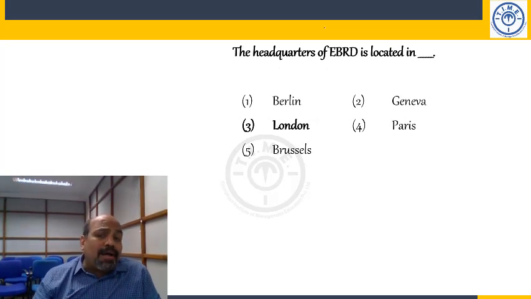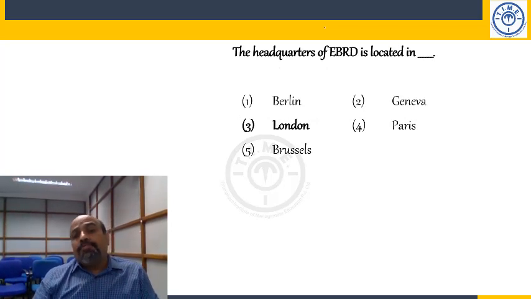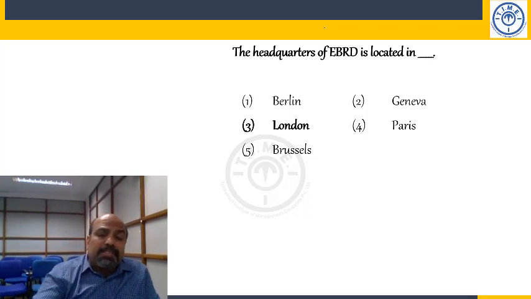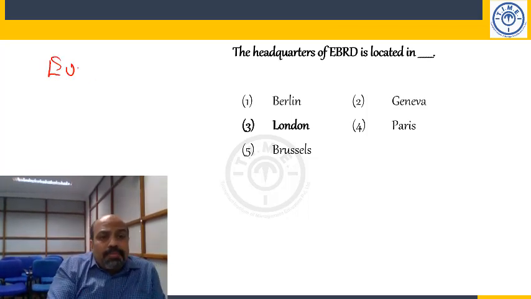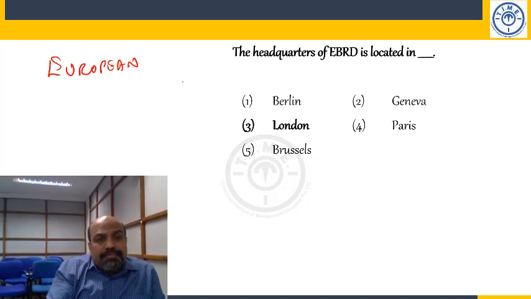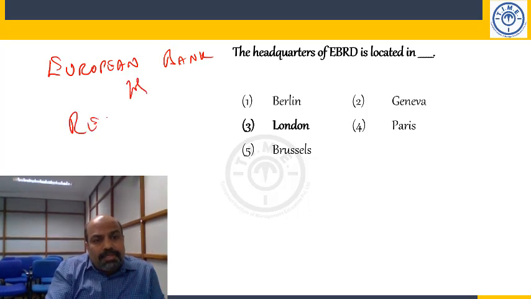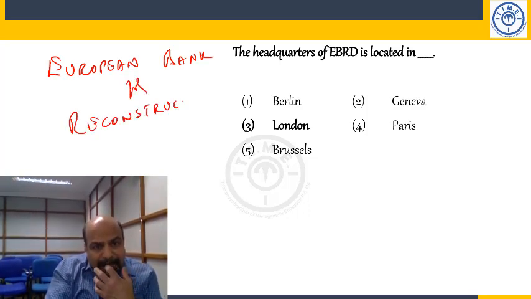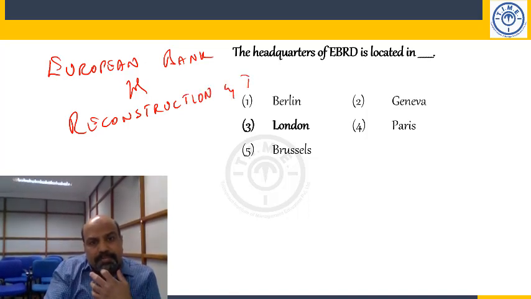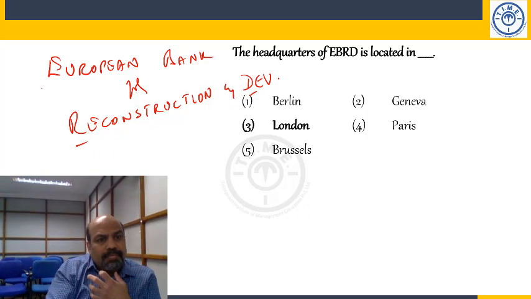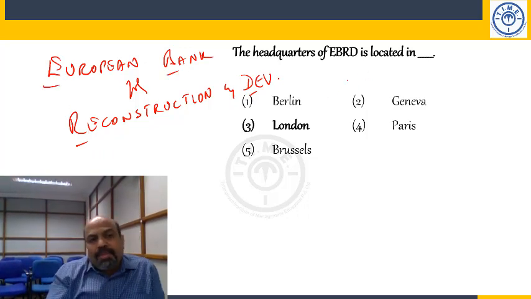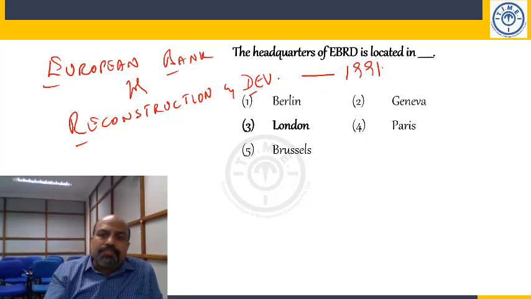The headquarters of EBRD is in what is EBRD? European Bank for Reconstruction and Development. You could write this. European Bank for Reconstruction and Development. Established 1991. Head office London. It's mentioned here in the question. That's the answer to the question. London.